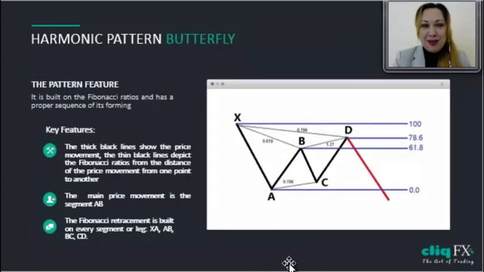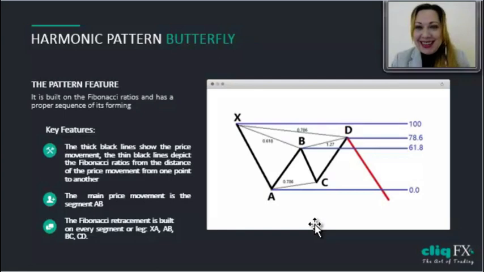And first we will start from the harmonic pattern butterfly. The butterfly is based on the Fibonacci ratios. Actually, all the patterns are based on the Fibonacci ratios. So today we're going to talk a lot of numbers, Fibonacci retracements, Fibonacci levels. So be very attentive, please. And by the way, if something is not clear, you can always ask a question, leave your comment in the comments section. I will answer you during our webinar. Don't be shy, we always appreciate your feedback.